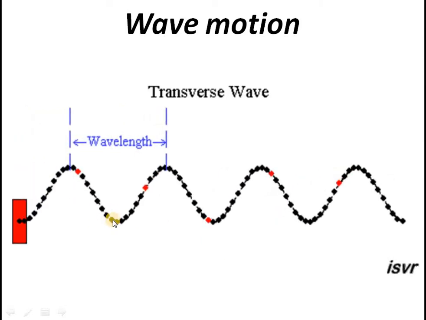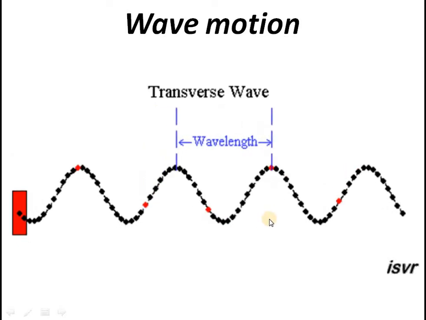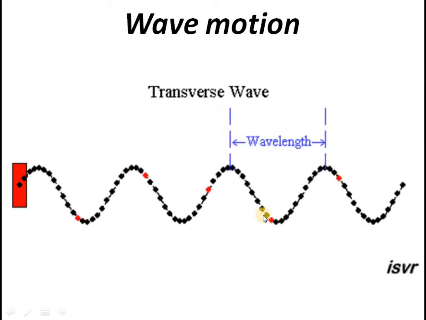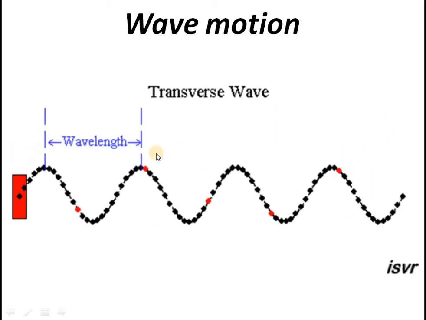Similarly, you can also say that the distance between any two adjacent troughs is also the wavelength. That is usually indicated by lambda. So that is a very important idea.